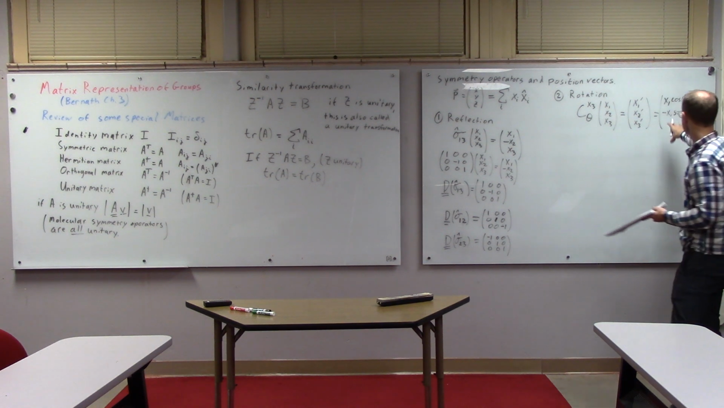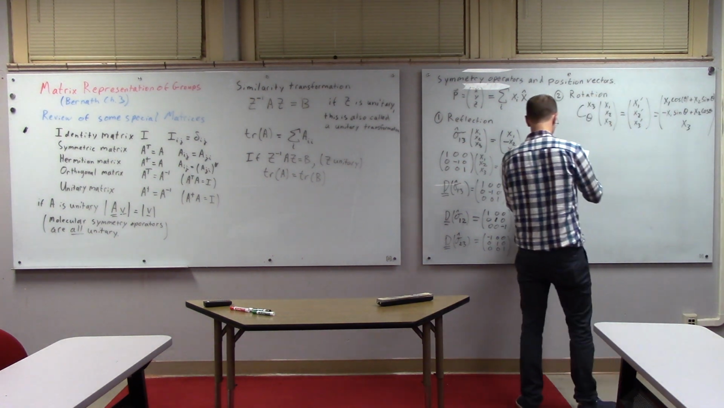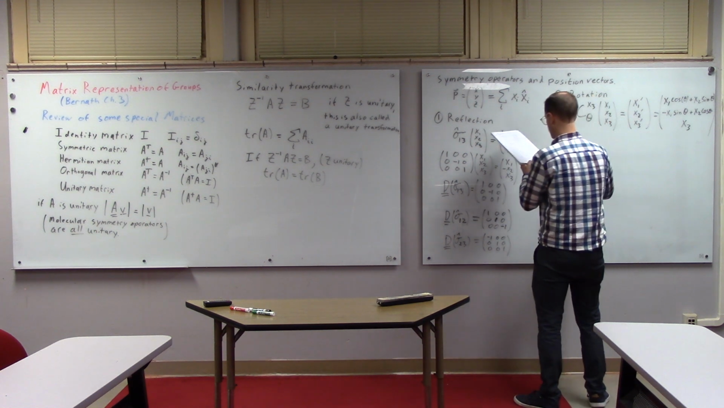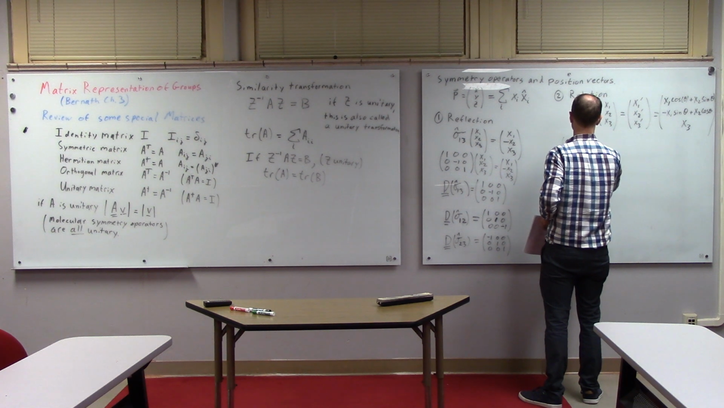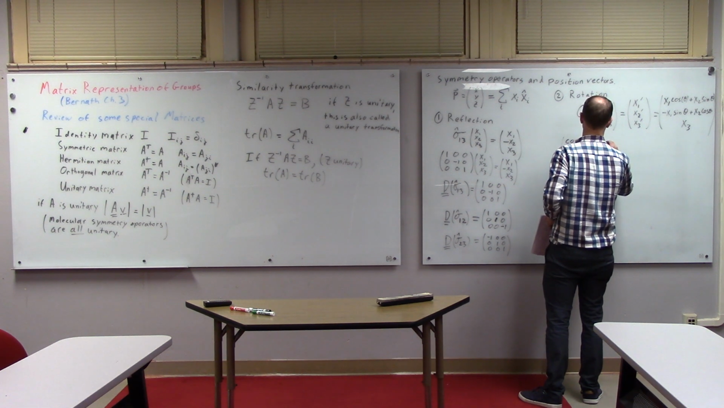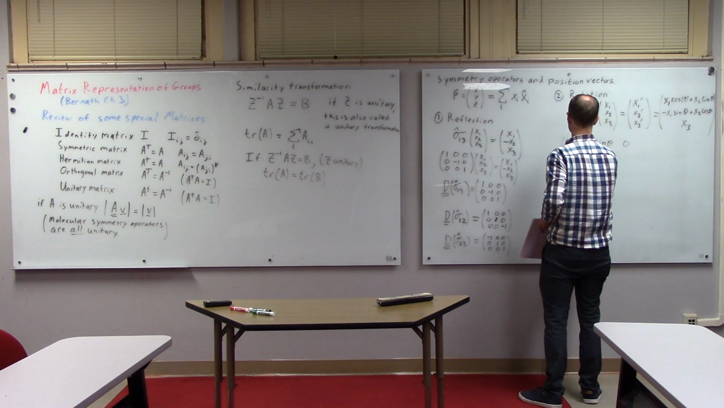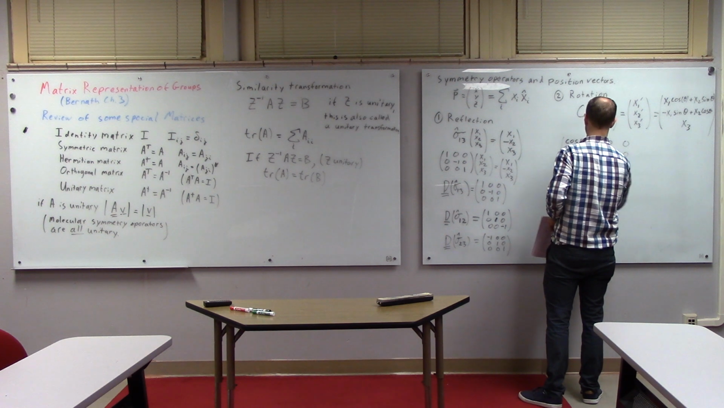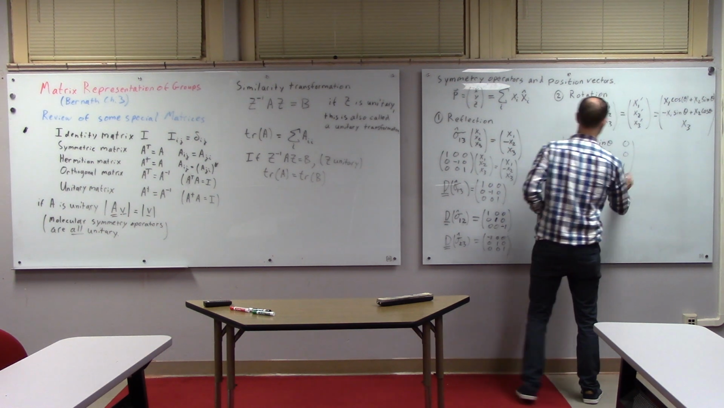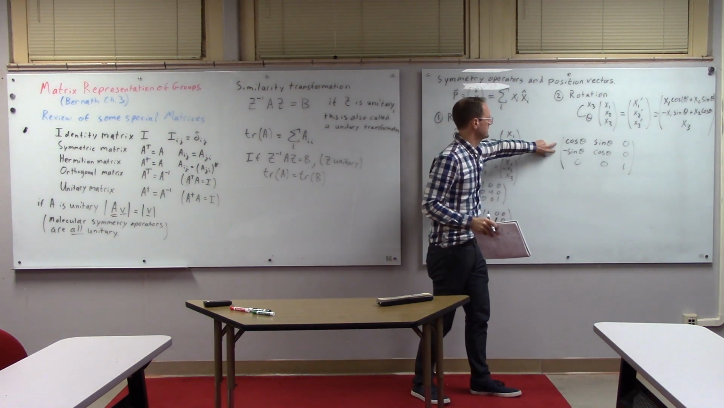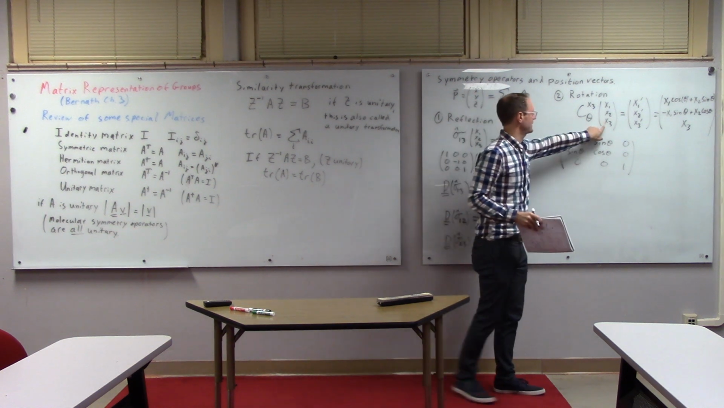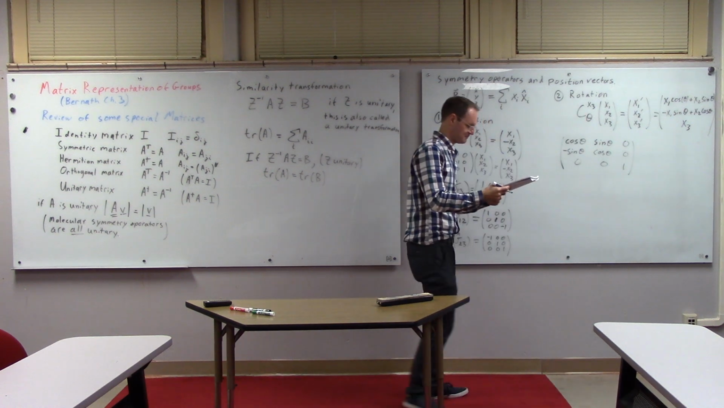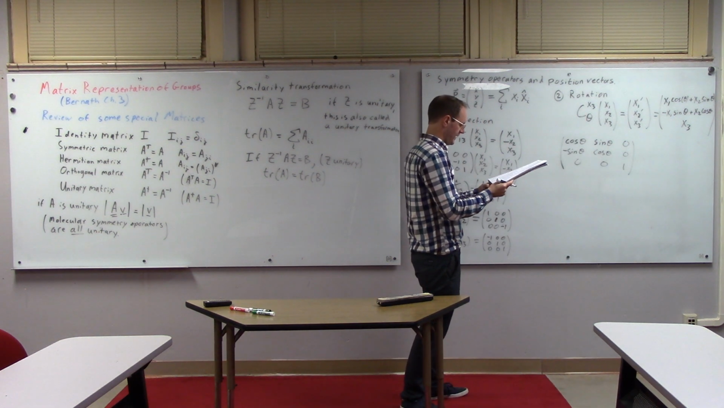And the matrix that would accomplish the same transformation would have to look like this: cosine theta, sine theta, 0, minus sine theta, cosine theta, 0, 0, 0, 1. If you multiply this matrix by this vector, you can prove to yourself that you get this rotated vector.